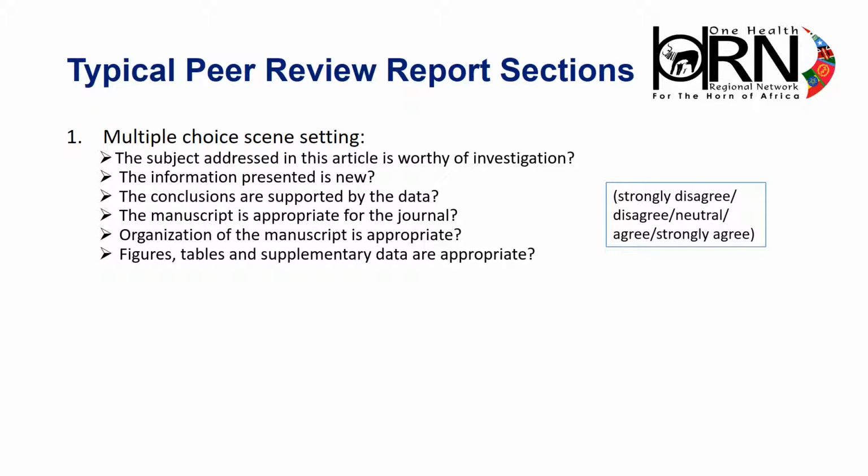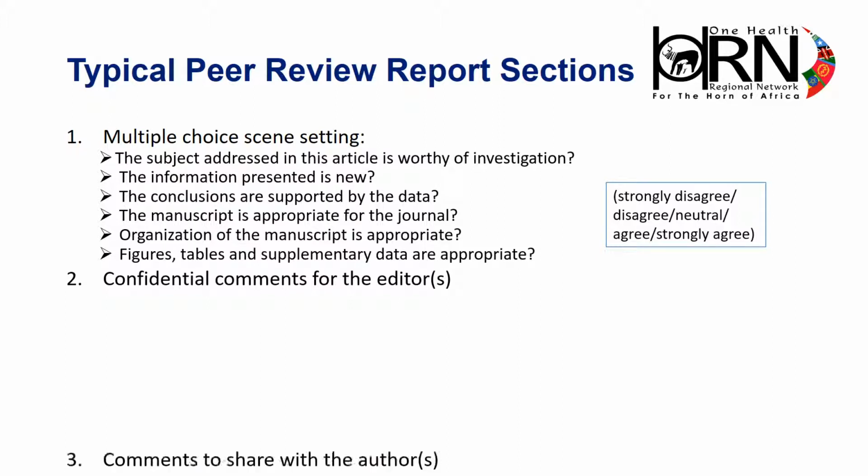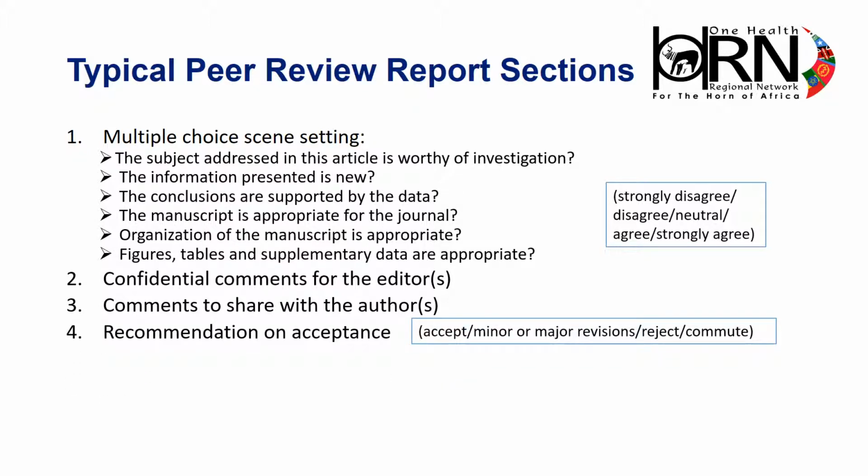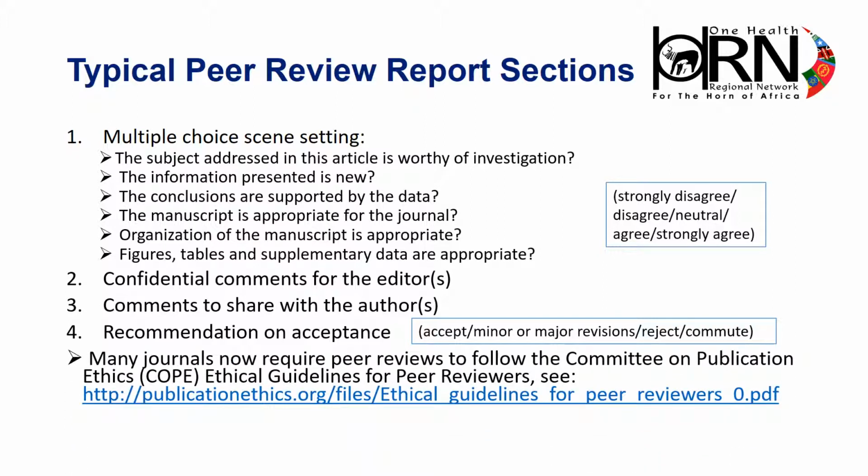The answers to these might be that you strongly agree, agree, disagree, or you're not quite sure. If you think the manuscript is valuable, you agree or strongly agree. And you don't need all of the answers to be that you strongly agree. This is a balance. The choice of whether you think it's appropriate for the article to be published is a balance. You also provide confidential comments to the editor or editors, sub-editors, and comments which can be shared with the authors. And it's these comments which the author will then respond to. Finally, you provide a recommendation on acceptance, which is one of the earlier recommendations I mentioned. Many journals now require peer reviews to follow the COPE ethical guidelines for peer reviewers, and I've provided a link.